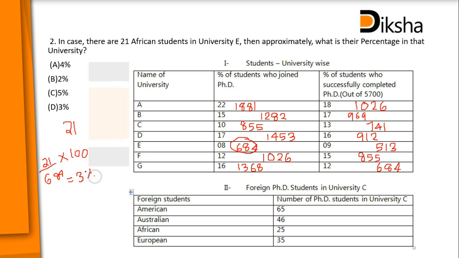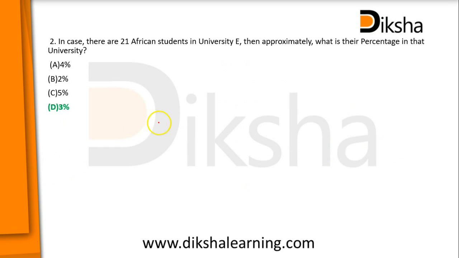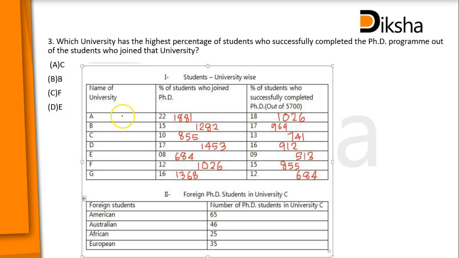Okay, easy one. They have given 21 African students and we have already found out the number of students in University E. So the answer is 3 percentage. 21 is 3 percentage of 684. Moving on to the next question.